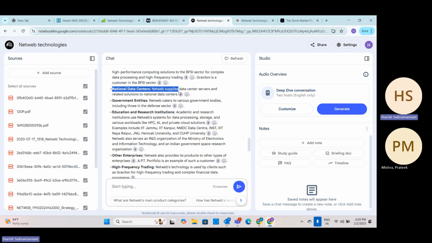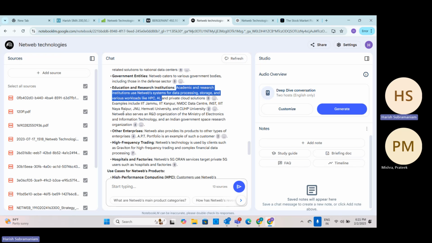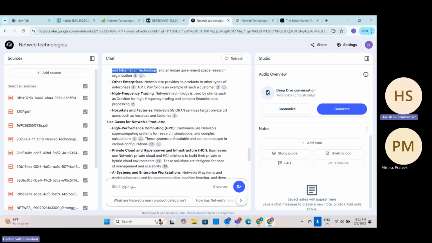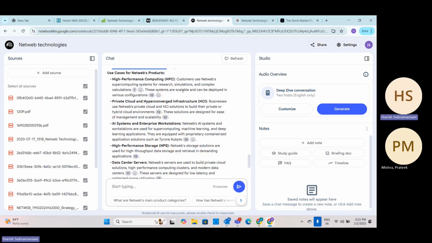Then there are national data centers, government entities, including defense sector, education and research sector uses this, right? And then it also serves R&D organizations of the Ministry of Electronics and IT. NetWeb provides its products to other types of enterprises, then hospitals and factories. What are the use cases? What is it used for? For research, for simulations, and for complex calculations.